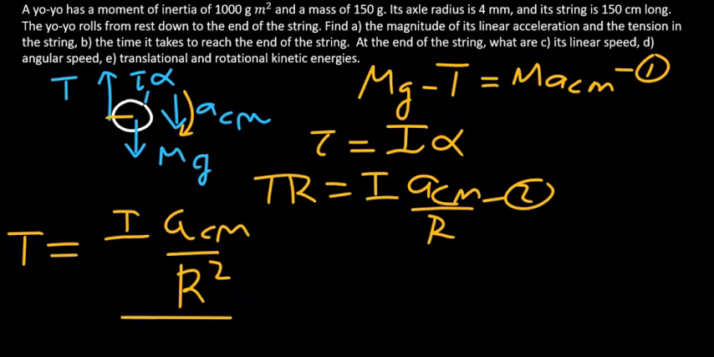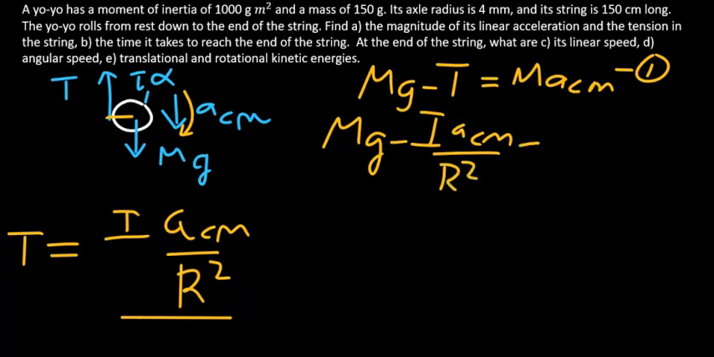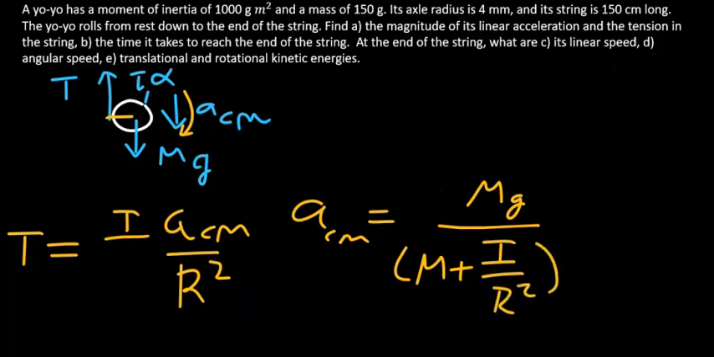And when you take this expression and put it in equation 1, you get mg minus I ACM over R squared equals M ACM. And you can write down the expression for the acceleration as quite simply mg over m plus I over R squared. So let's put in the numbers to determine the acceleration.